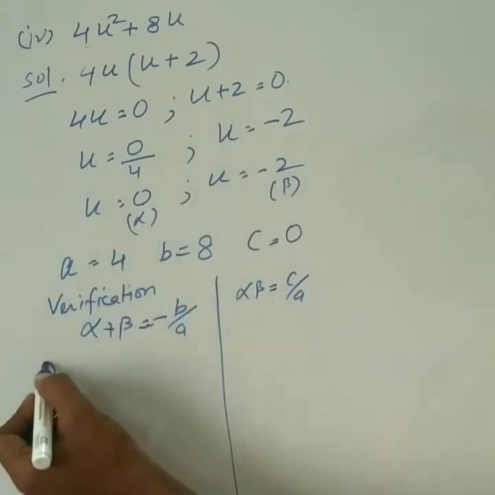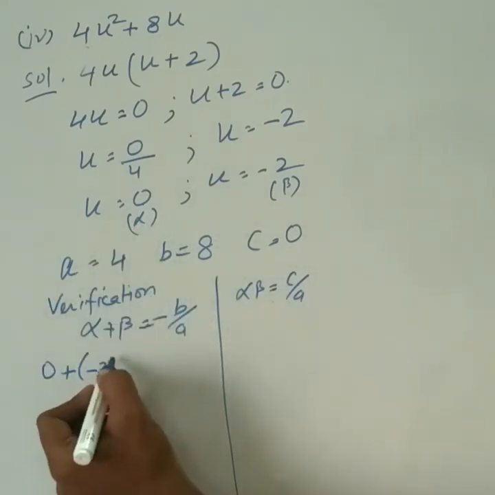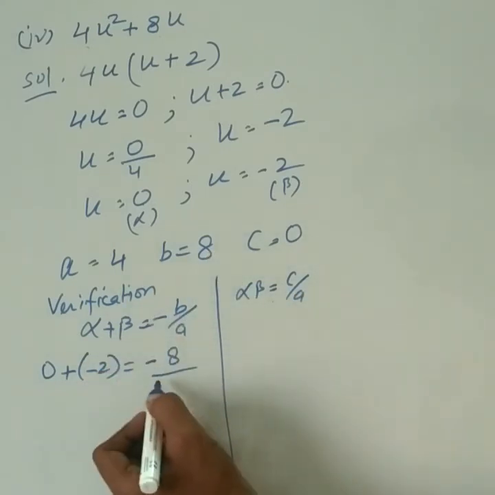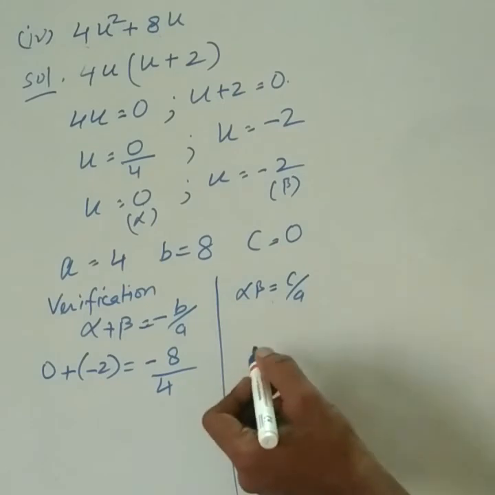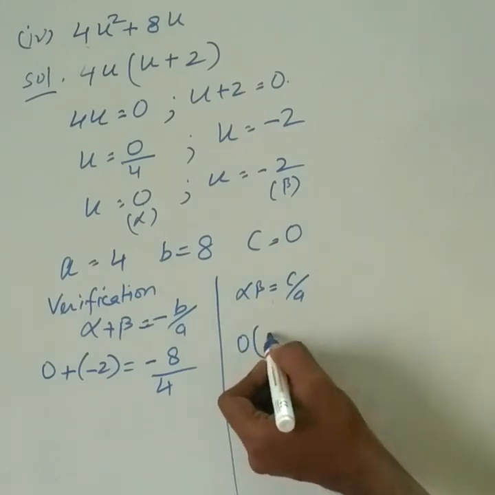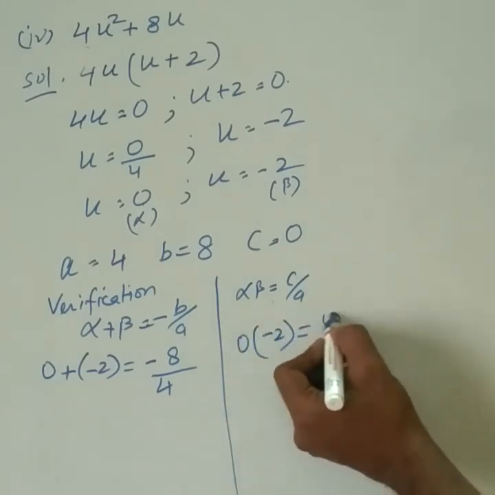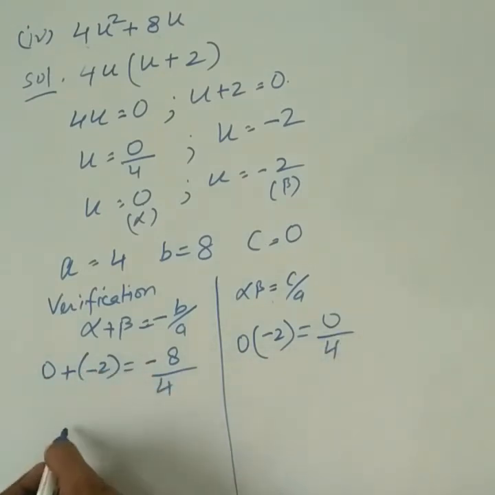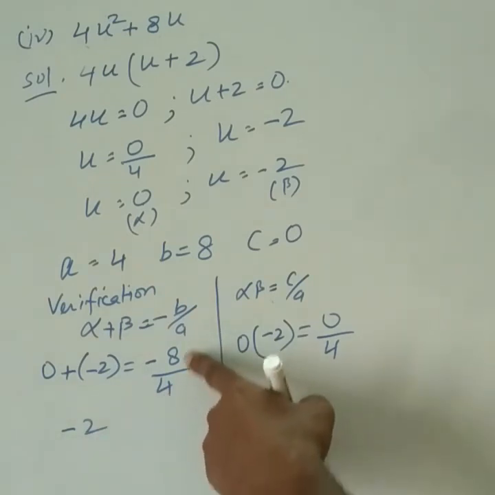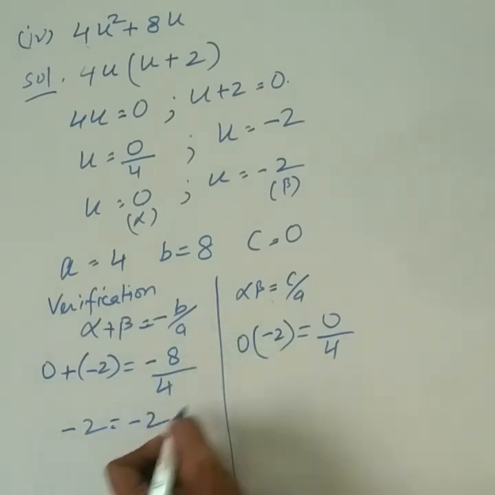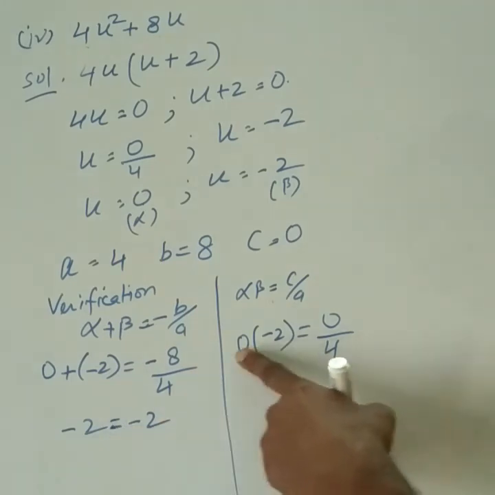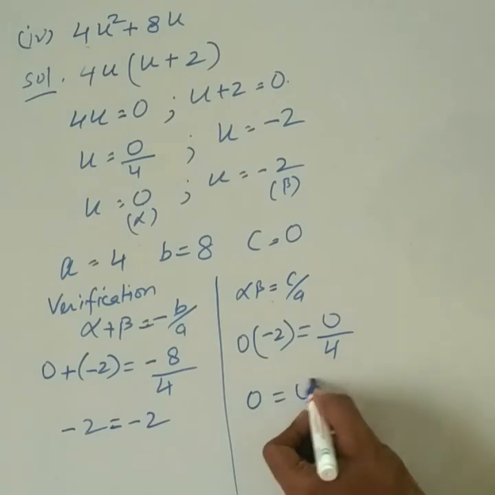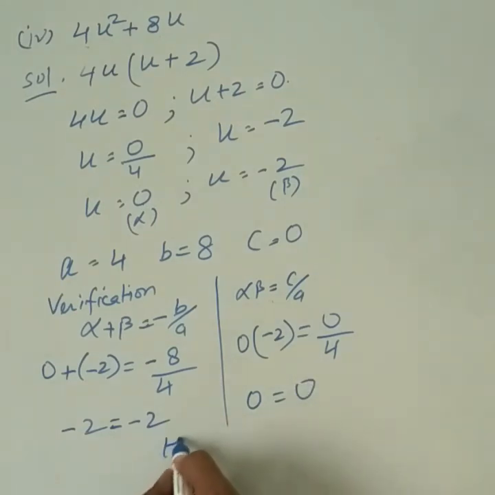Alpha is 0, beta is minus 2, b is minus 8, and a is 4. Alpha is 0, beta is minus 2, c is 0, and a is 4. 0 minus 2 is minus 2. When we divide these two, we get minus 2. Here 0 into minus 2 is 0. When we divide these two, we get 0. Hence verified.